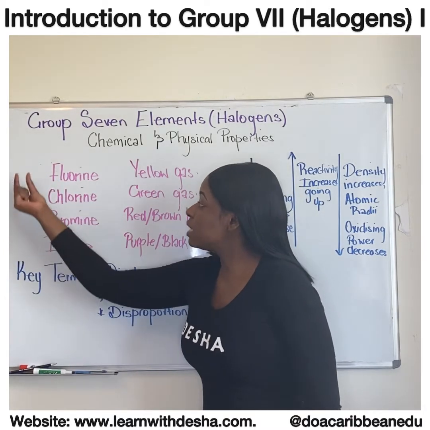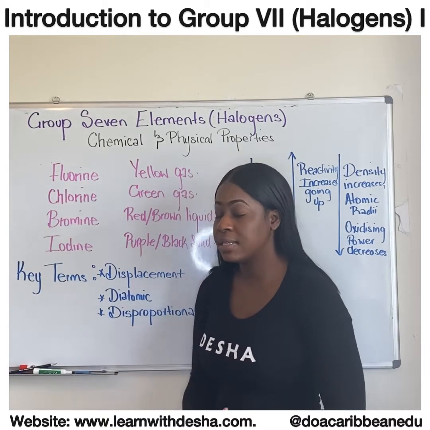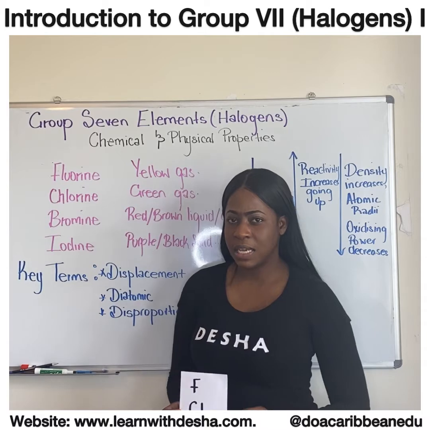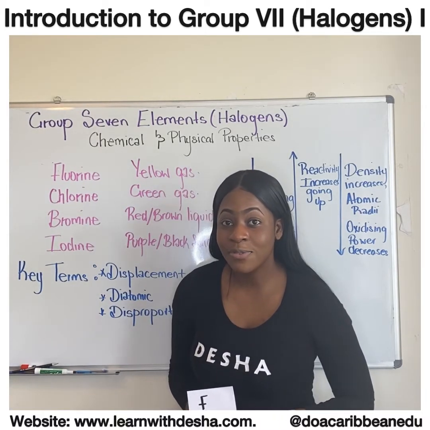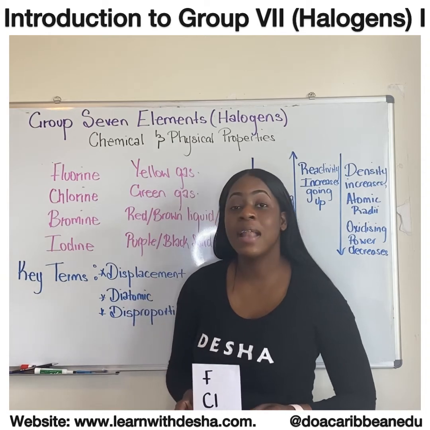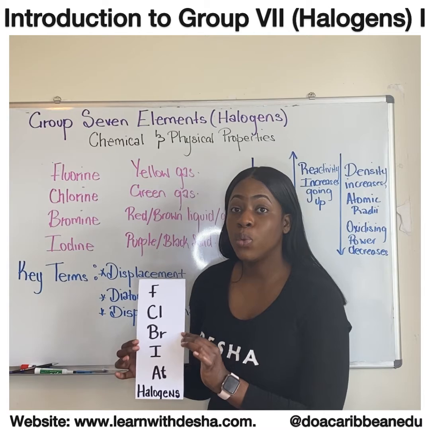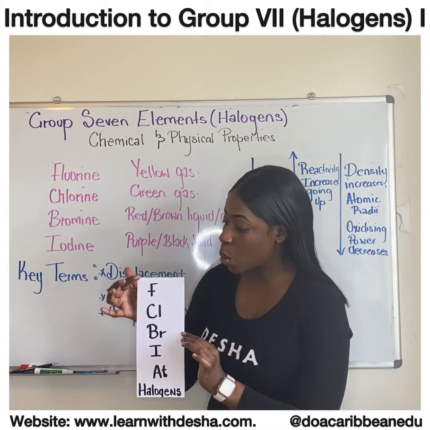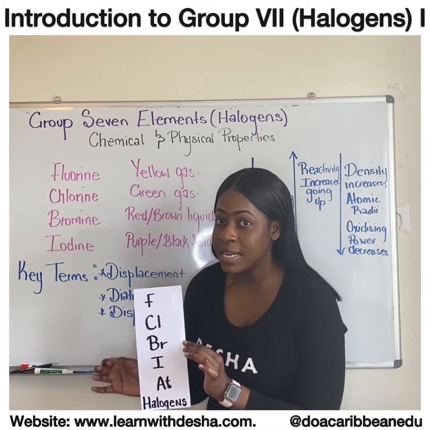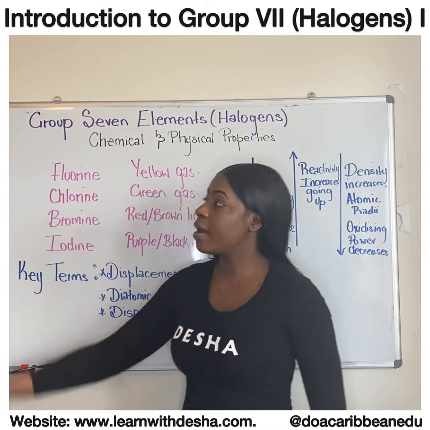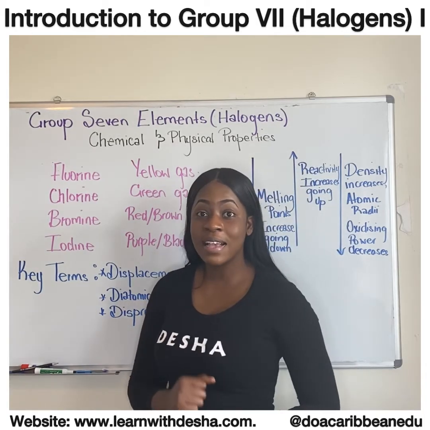Why? Because as you go down the group, the atomic mass increases. Electronegativity. What was electronegativity again? That's right, the tendency of an atom to attract an electron from another atom. And with group 7, as we go down the group, electronegativity decreases.